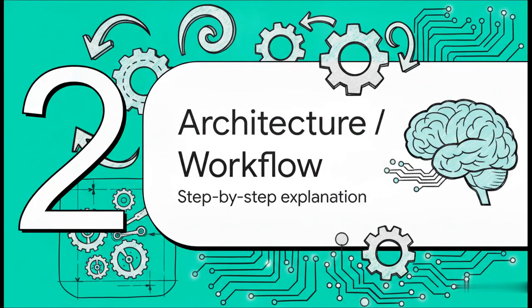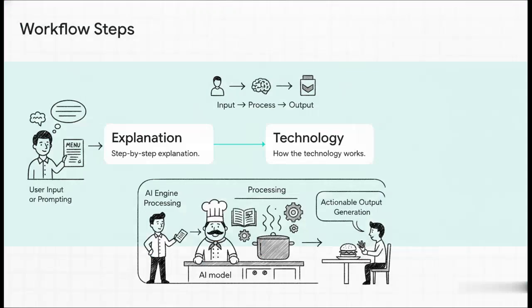Moving right along, let's hit Section 2, AI architecture and workflow. Let's see how this builds out, because this is the core three-step architecture of almost every single AI tool you're ever going to use. I like to think of it kind of like a restaurant kitchen. Step 1 is the user input or prompting. You're basically the customer here, looking at the menu and placing a highly specific order.